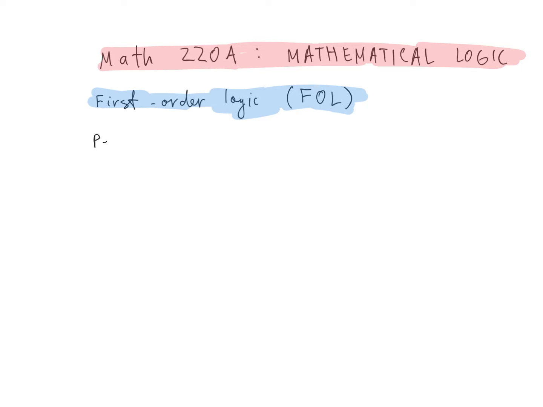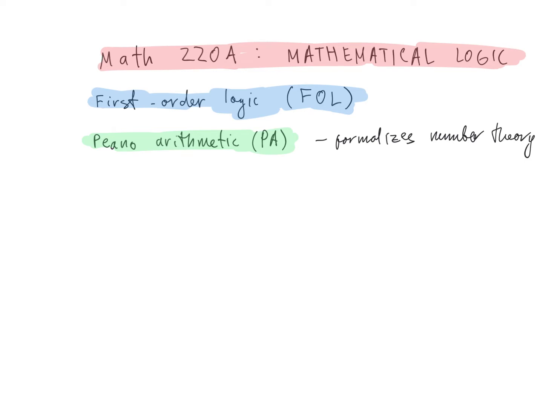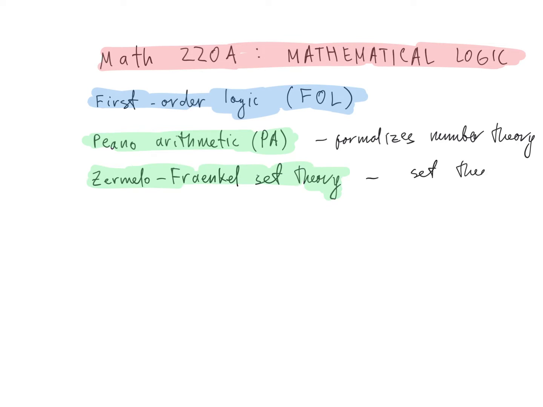For instance, Peano arithmetic, or PA, formalizes number theory. Another example is given by the so-called Zermelo-Fraenkel set theory, which formalizes set theory. Later in the course, we will see the details of these two formal theories, and we'll also learn what it even means to formalize a certain given area of mathematics.